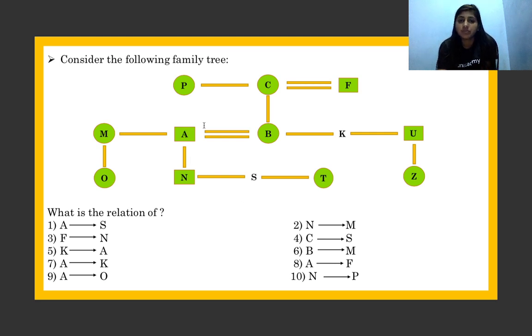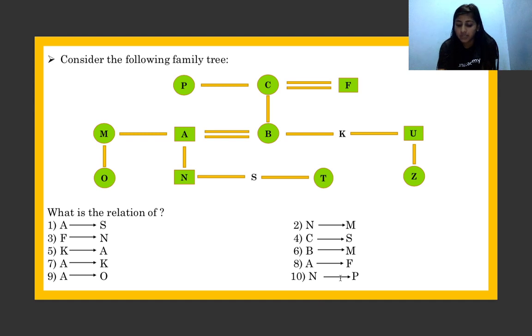So F is A's wife's father. Wife's father will be father-in-law. Okay. And other way it will be son-in-law. A will be the son-in-law of F. Then A to O. So A is the uncle of O. Okay. Mother's brother is uncle, and O will be the niece of A, sister's daughter.